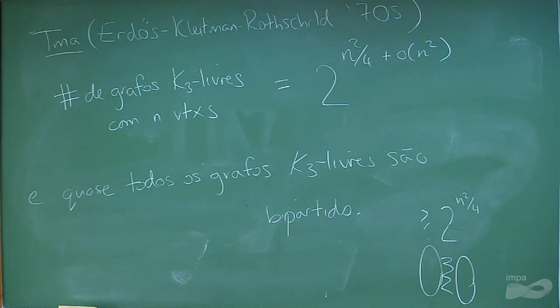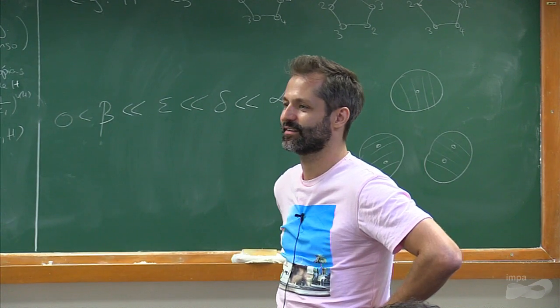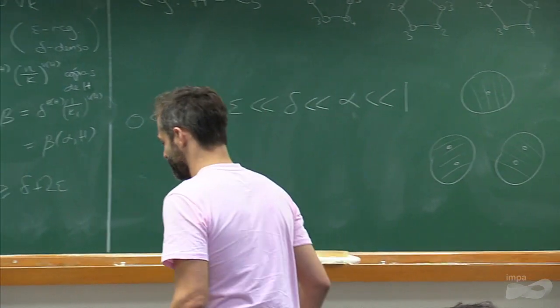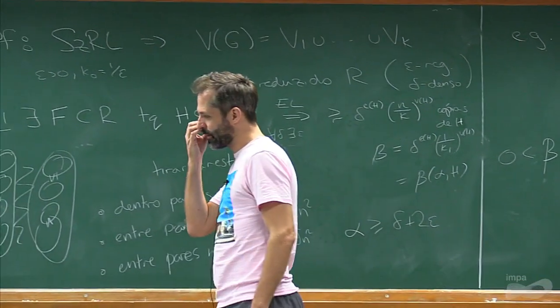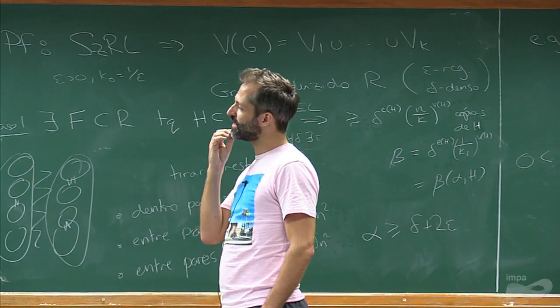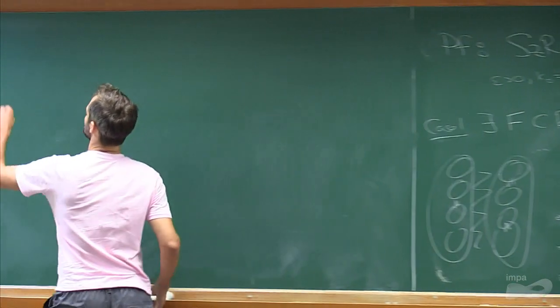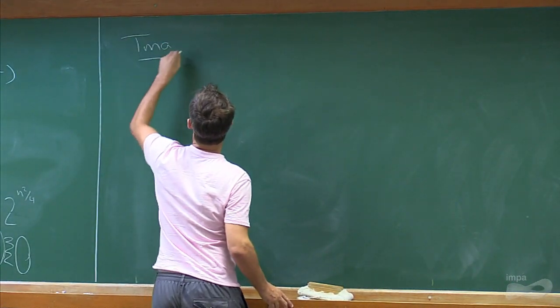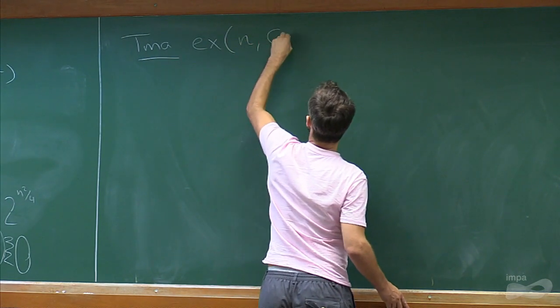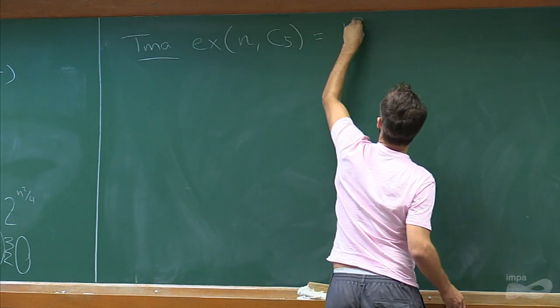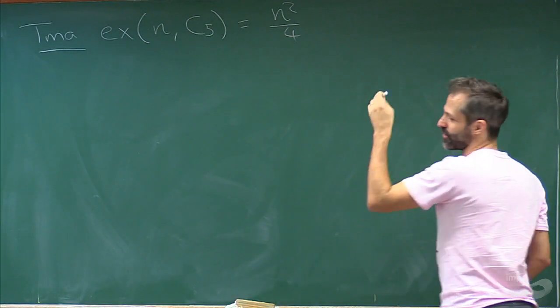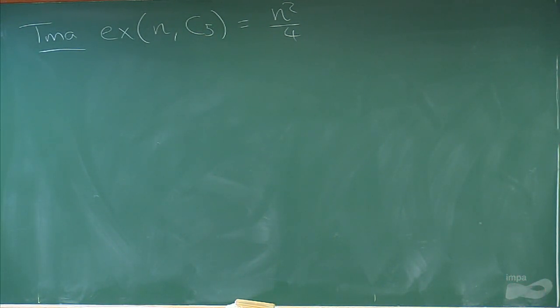Right. So this is a nice example of an exact result you can prove with the help of regularity. So what I'm trying to prove is that the extremal number of C5 equals n squared over 4. Let's assume n is even for simplicity.